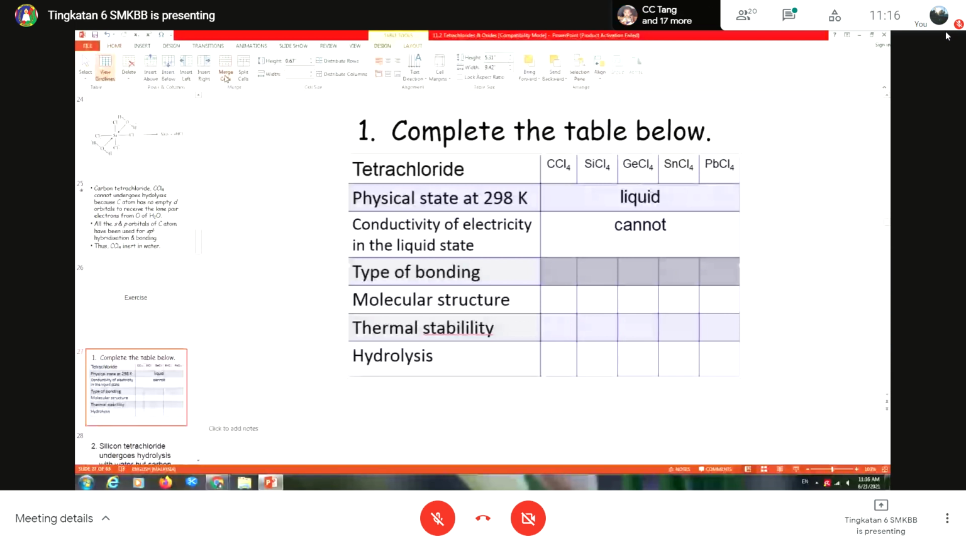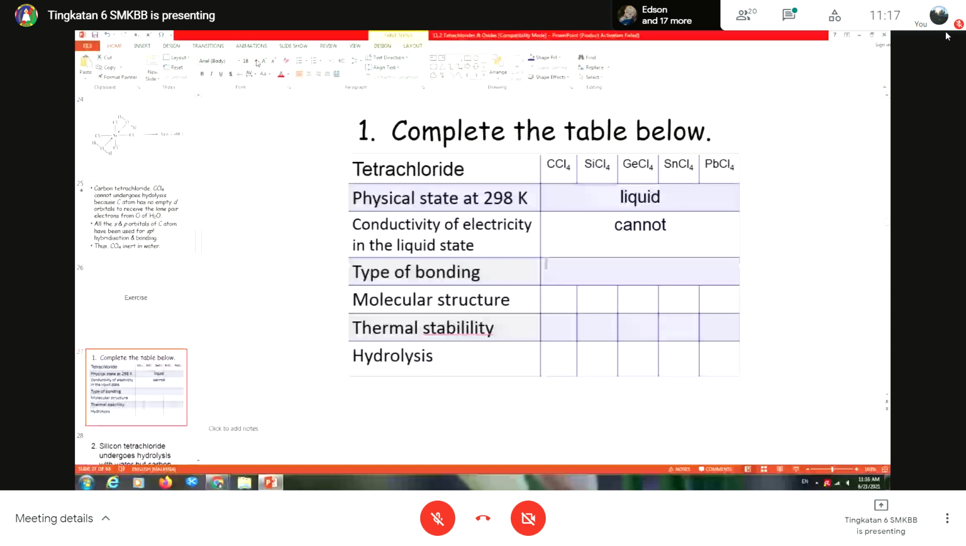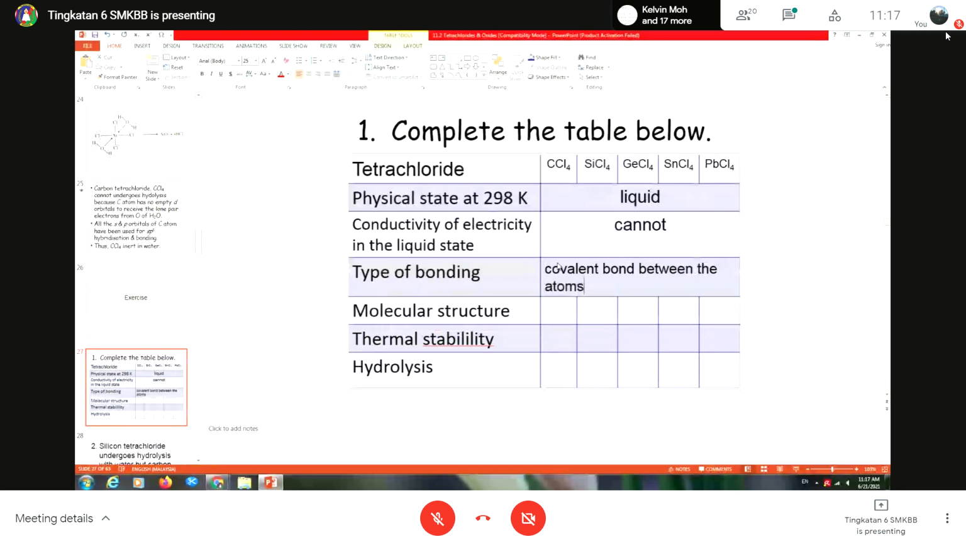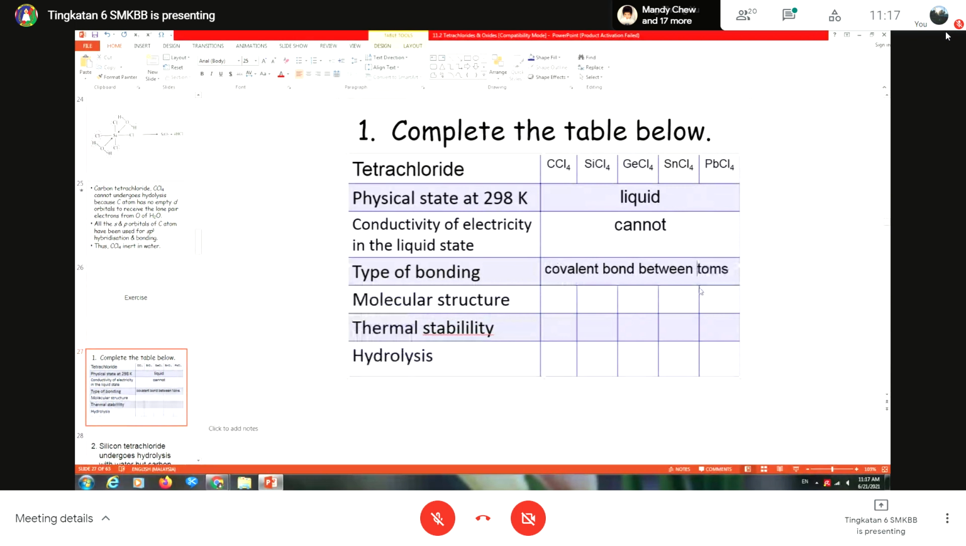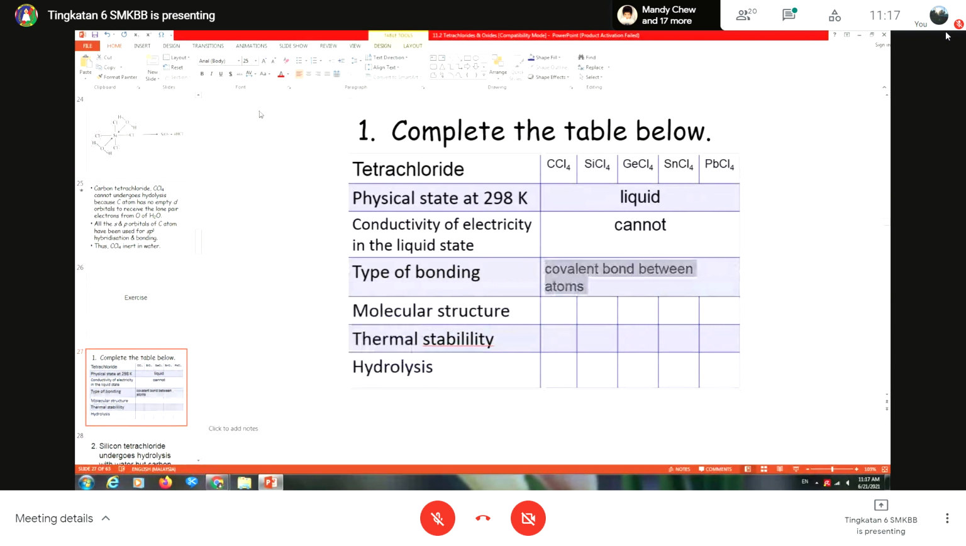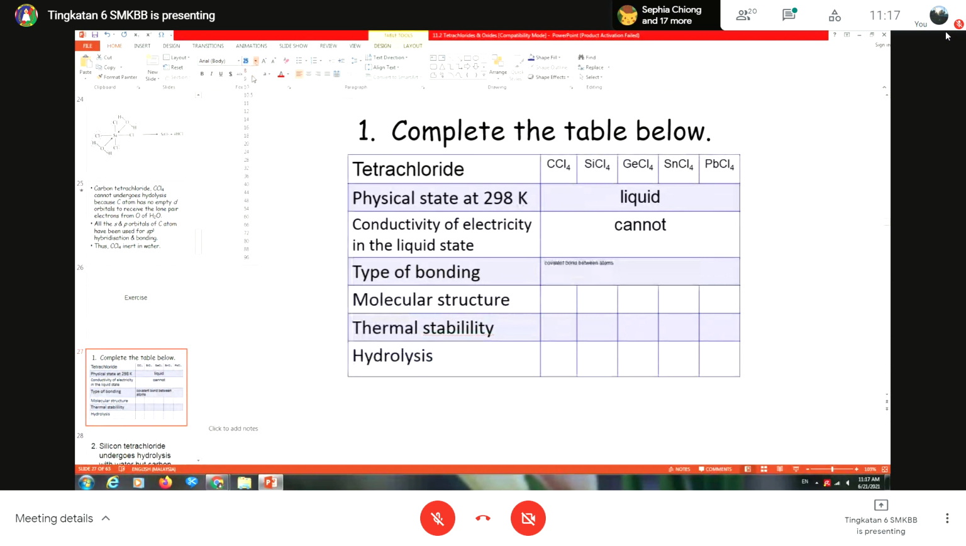So if it is covalent, that means it is between atoms, isn't it? Now, because I only mentioned types of bonding, I didn't say between what, so your answer must give me two. So between atoms, okay, it is a covalent bond. Now, how about between molecules? So when you answer, you need to tell very clearly you are talking about between what. Or else you are not going to score marks.